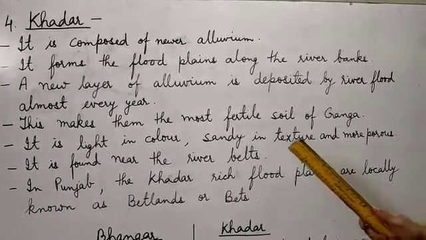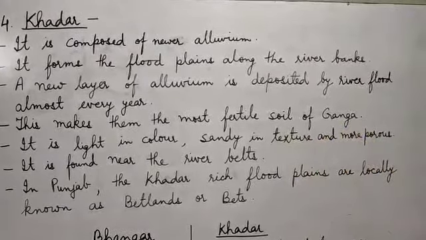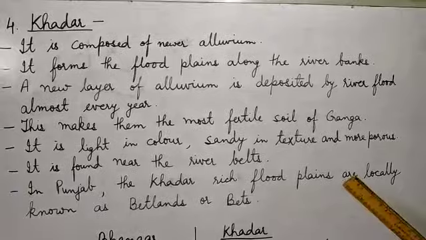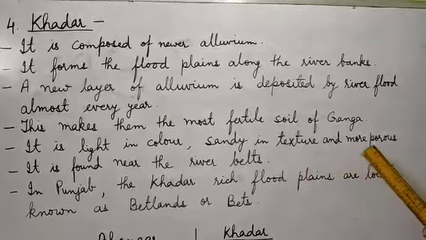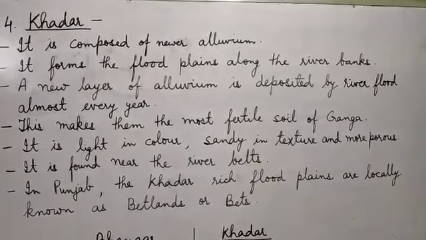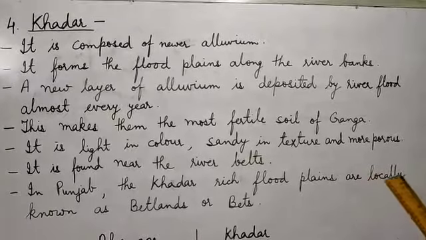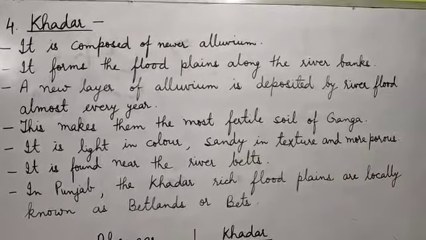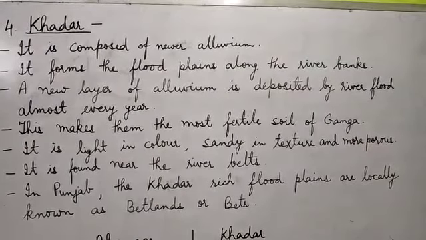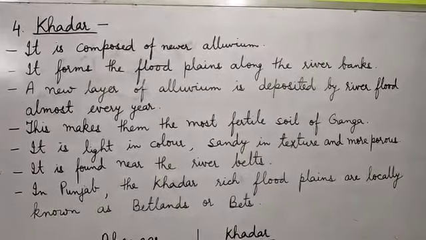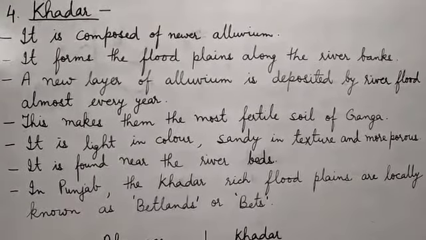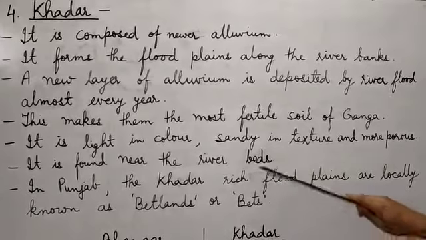Next point is, this makes them the most fertile soil of the Ganga. And what is the color? It is generally light in color and sandy in texture, and therefore it is more porous. If we compare with the Bhangar soil, it is more fertile than the Bhangar soil. Khadar is more fertile, and therefore it is also available for dense or extensive agriculture or cultivation. Generally, Khadar is found near the river beds.